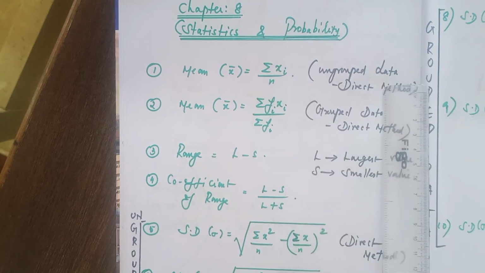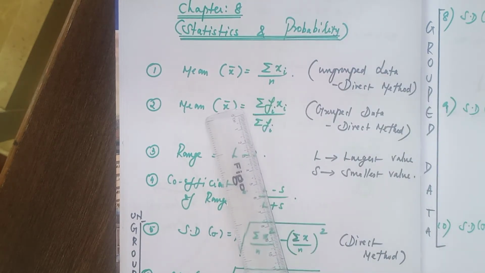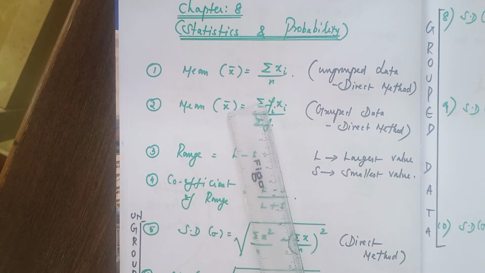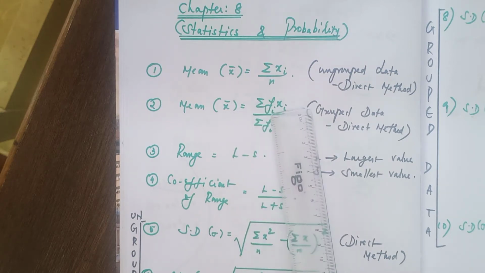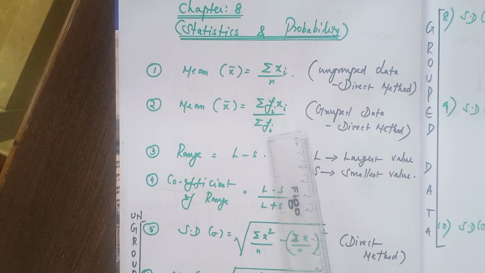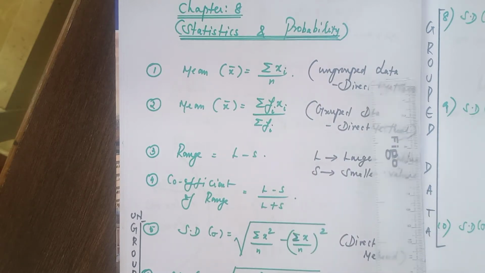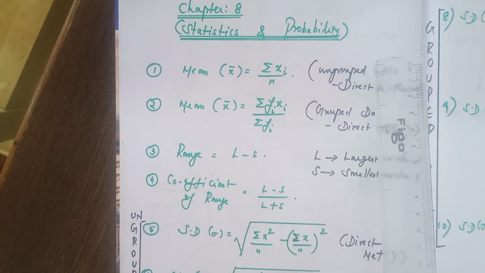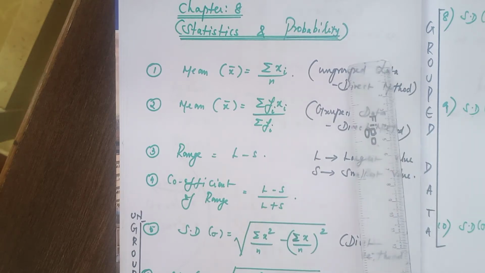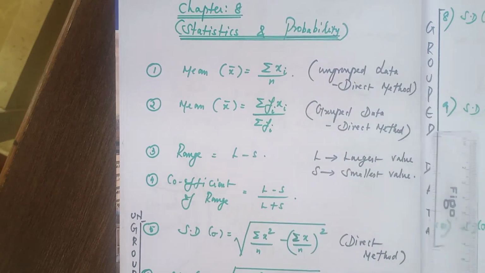It's a direct method. Another formula for finding mean, that is represented by the letter x bar, that is equal to sigma fi xi divided by sigma fi. This is a grouped data direct method. The first one is an ungrouped data direct method.